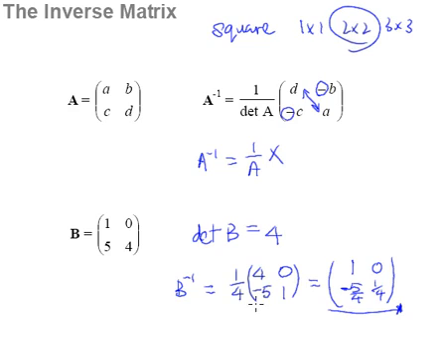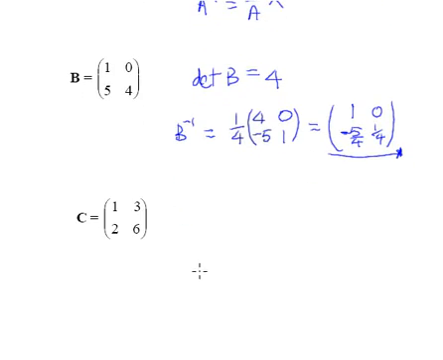Now let's take a look at the next one. Before that, we have to scroll down. Now we have a matrix C: 1, 3, 2, 6. We are again interested in finding the inverse of C. The first thing we do, as usual, is figure out the determinant of C. It will be 1 multiplied by 6, which gives us 6, minus 3 multiplied by 2, which gives us 6 as well. That gives us a big fat 0.